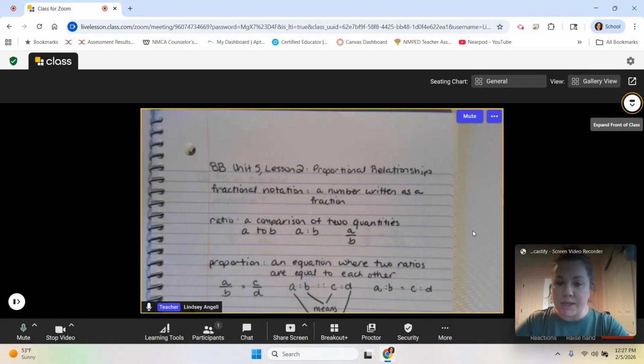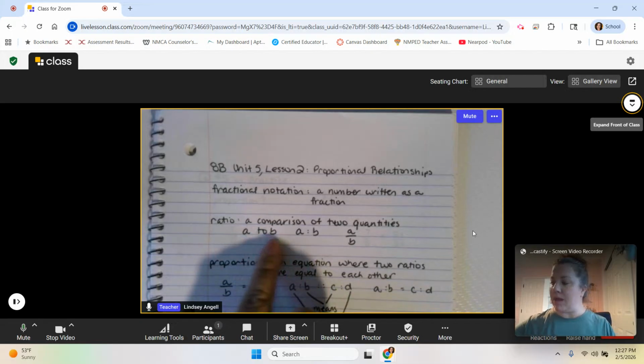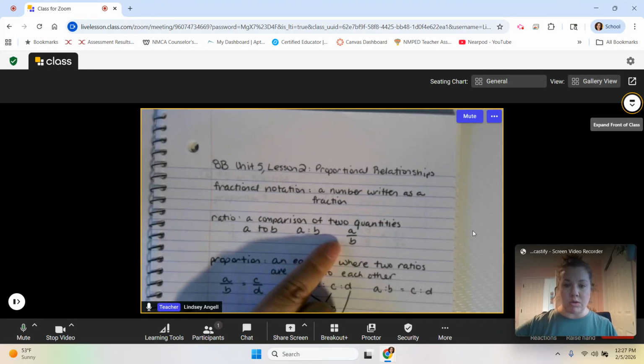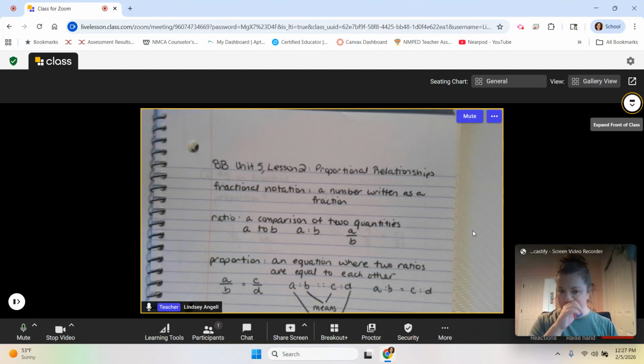A ratio is a comparison of two quantities. So you're comparing quantity A to B. So 2 to 5, 2 to 7, something like that. And they can be written in three different ways. You can write it with the word "to," you can use a colon, or you can write it as a fraction.